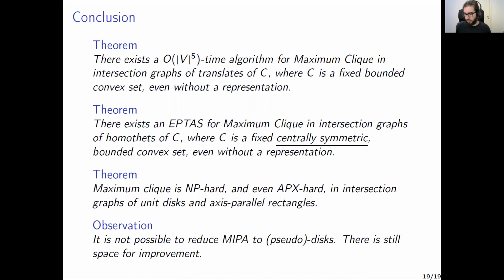Okay, so this is the conclusion. We have shown these positive results here. We have a polynomial time algorithm for translates, an efficient PTAS for homothets, and also we have this NP-hardness that I've shown. And unfortunately, it's not possible yet to reduce the MIPA to maximum clique in pseudo disks, and so there is still space for improvement. Thank you.